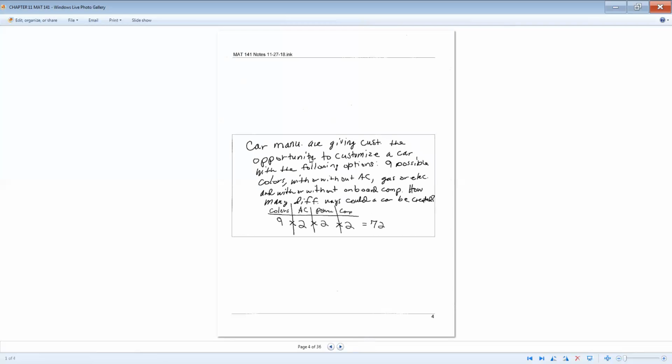All right, car manufacturers are giving customers, yeah, I did a lot of shorthand there. Car manufacturers are giving customers the opportunity to customize a car with the following options: 9 possible colors, with or without AC, gas or electric, with or without onboard computer. How many different ways could a car be created?